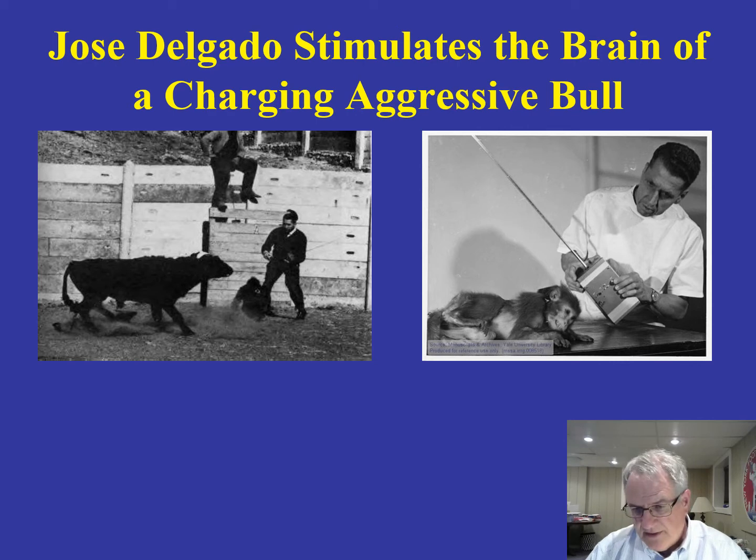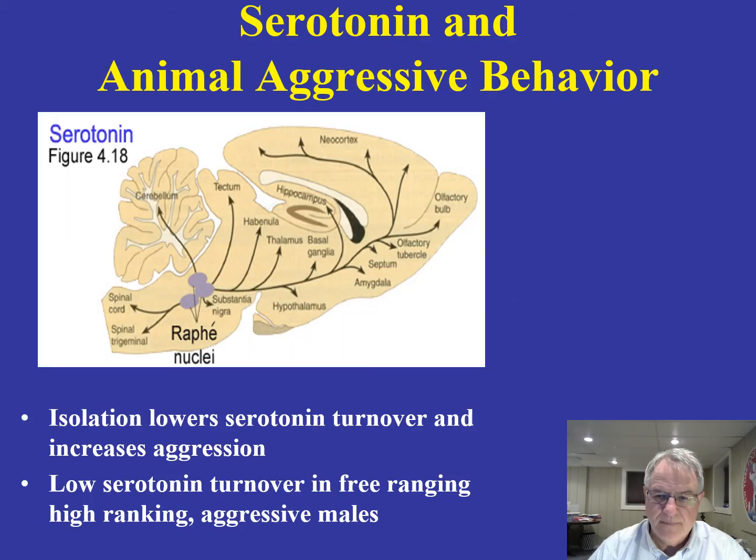So it can stimulate selectively different parts of the brain and observe the effects upon this bull, which is placed on the opposite side of the bull ring and starts charging towards Jose Delgado. When Delgado presses the button that corresponds to the amygdala, the animal's violent, aggressive behavior stops, and the animal becomes docile. This is a very famous experiment in this whole area, and it suggests that this is an area that might be an important coordinating point for aggressive behavior.